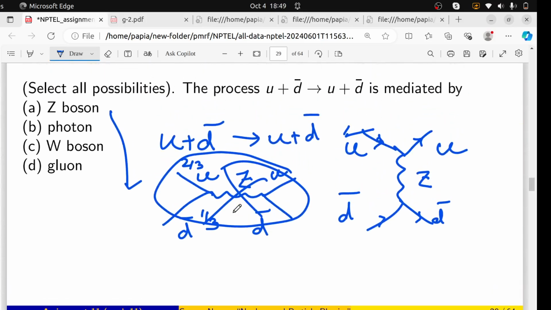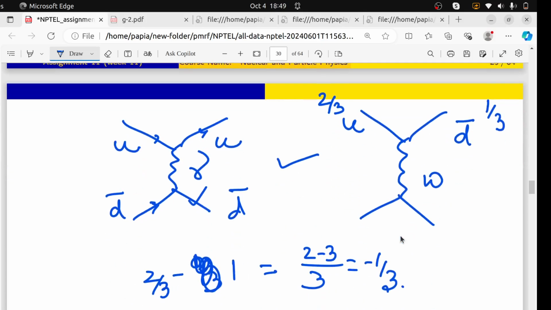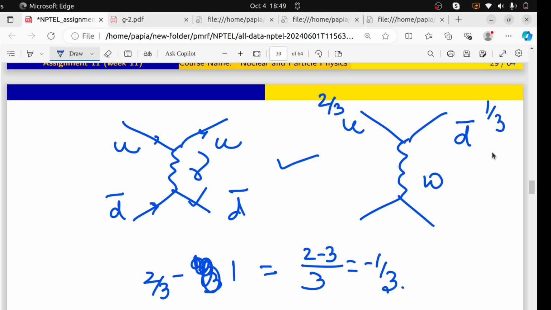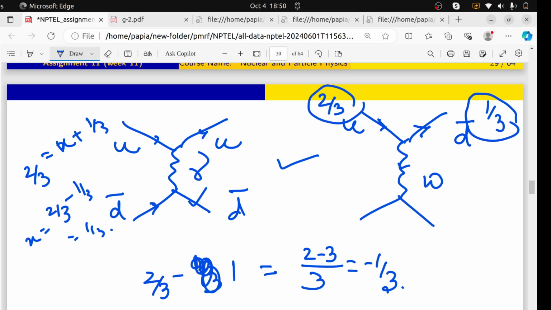U, d bar. D bar is 1 by 3. If it is this side, then x should be 2 by 3. And let's say this side is equal to x plus 1 by 3. X is 2 by 3 minus 1 by 3, so it is 1 by 3. Okay, so W is not possible here. Why? If W is there, then also U cannot go to D bar. U is 2 by 3 and D bar is 1 by 3 charge. So it cannot go through W.